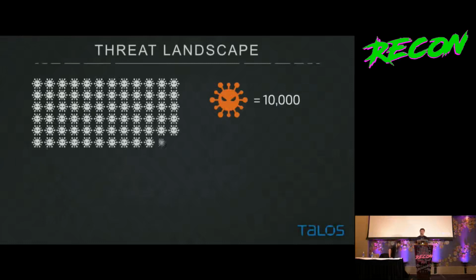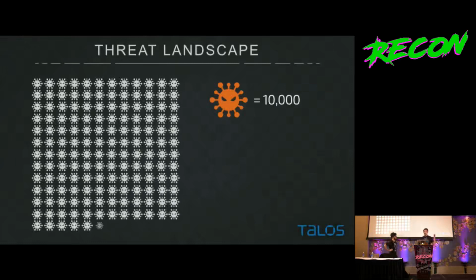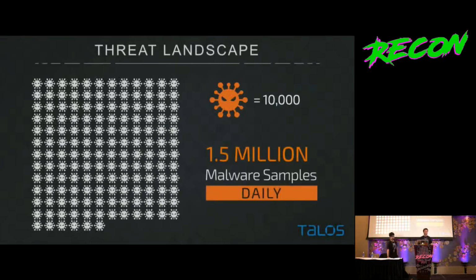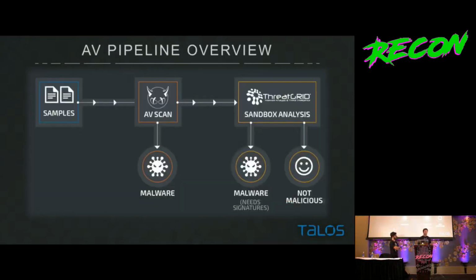So the threat landscape at Talos looks the following. We have 1.5 million samples coming in every day, and we need to decide for those samples if they're malicious or non-malicious. Because doing this manually would be too hard, we have a pipeline set up where we first scan the samples with ClamAV to determine which samples are already detected as malicious, because those samples we don't need to look at anymore.